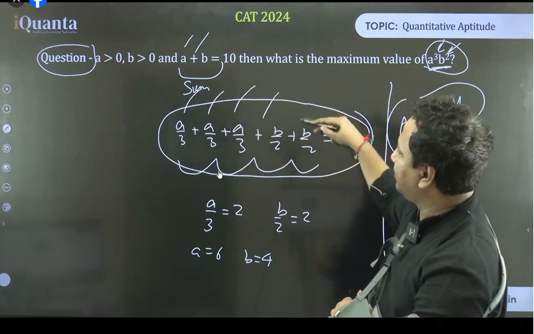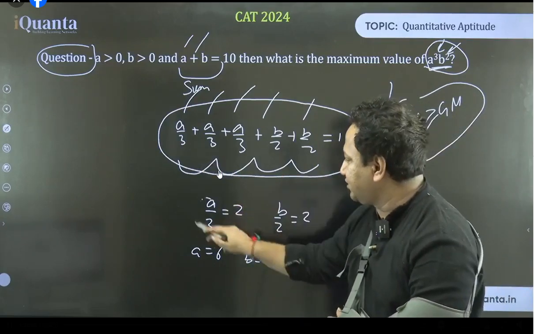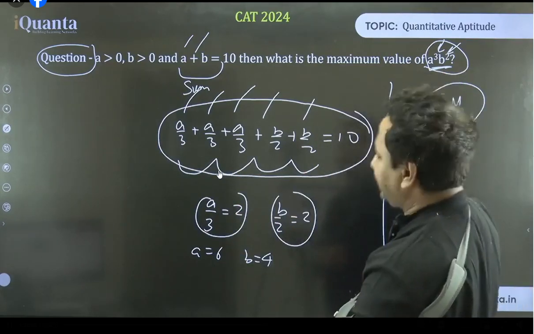1, 2, 3, 4, 5. This 10 has to be divided into 5 equal parts, that is 2 each. So a by 3 is also 2 and b by 2 is also 2. I got the value, put in the value here and get the answer. Okay, cool. This is easy.